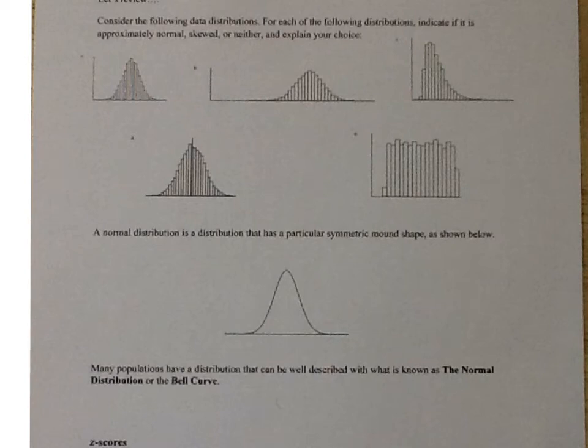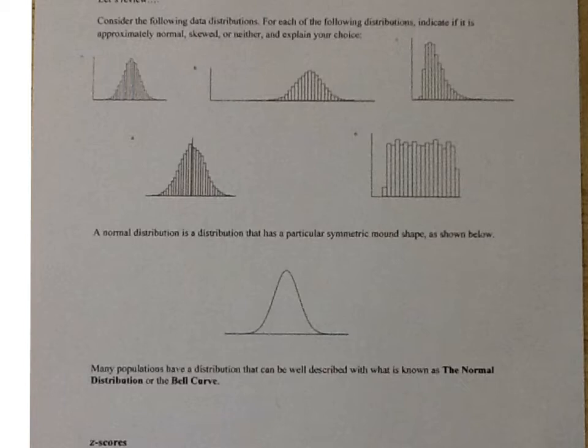Okay, so today what we're going to talk about are z-scores. So let's review. Consider the following data distributions. For each of the following distributions, indicate if it's normal, approximately normal, skewed, or neither. And then, of course, I want you to tell me the reason why. All right, so let's take a look at number one.